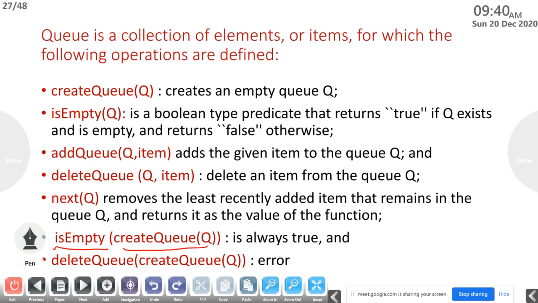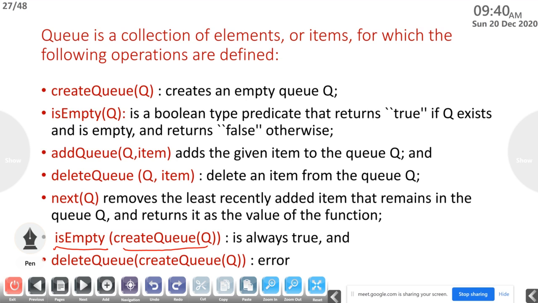Then delete queue of create queue. Delete queue of create queue means we are going to delete a queue that we are going to create. So it's not possible. Before creating a queue, deleting that queue is not possible. That is why here it shows that it will be an error.